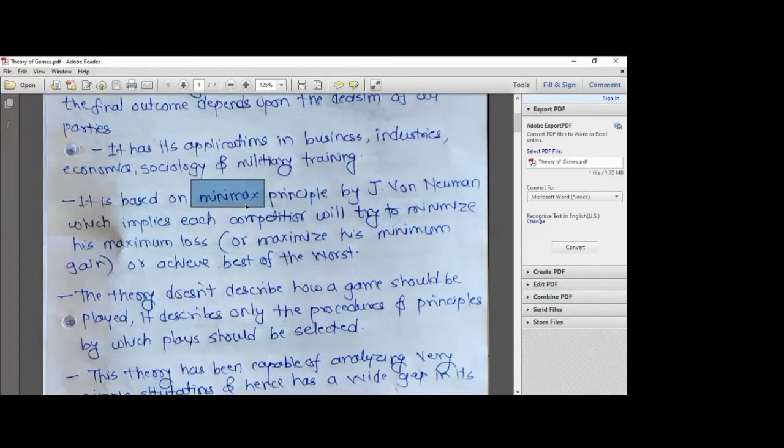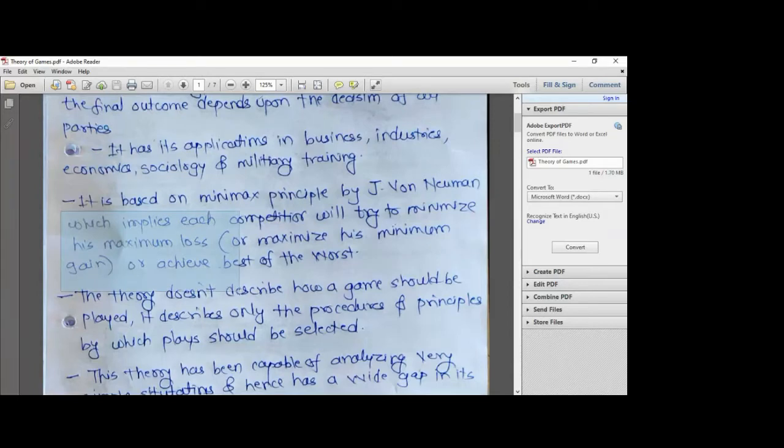So it is based on the minimax principle by John von Neumann, which implies that each competitor will try to minimize his maximum loss or maximize his minimum gain, or achieve the best of the worst. So this is very, very important.